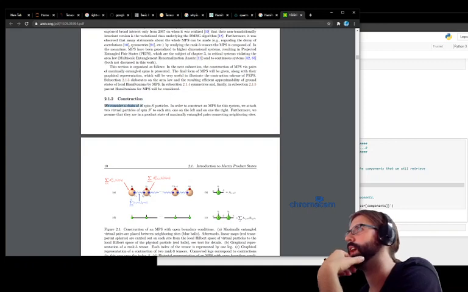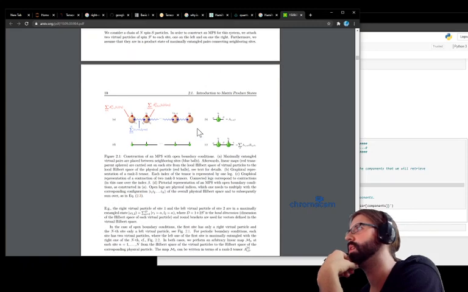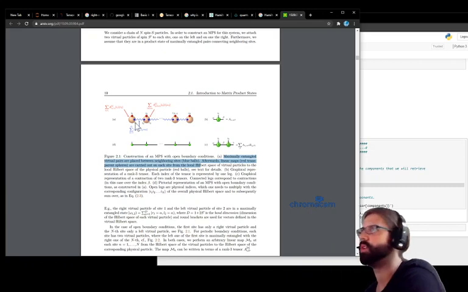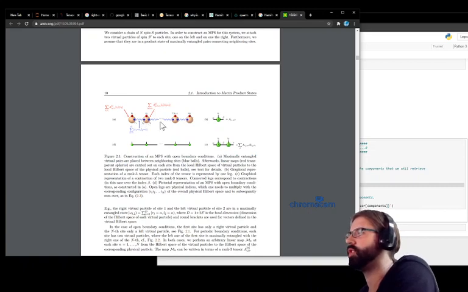Construction. We consider a chain of n spin s particles. In order to construct an MPS for the system, we attach two virtual particles of spin s to each side, one on the left, one on the right. Furthermore, we assume that they are in the product state of maximally entangled pairs connecting neighboring sites. Construction of an MPS with open boundary conditions: maximally entangled virtual pairs are placed between neighboring sites, blue balls. So literally, each of those elements is actually a qubit.